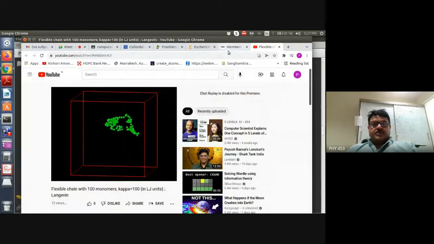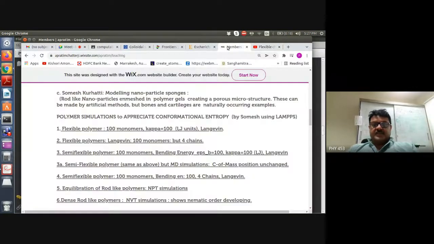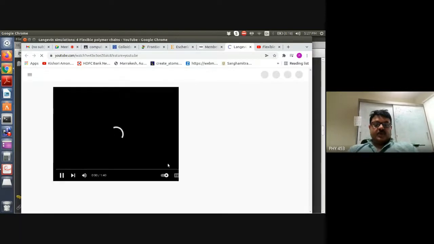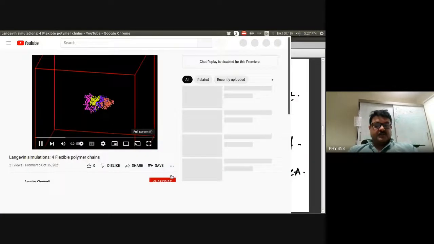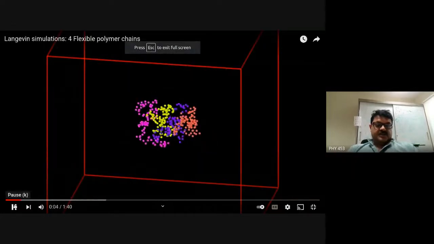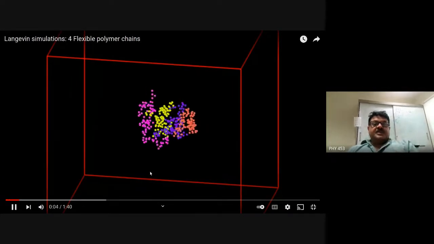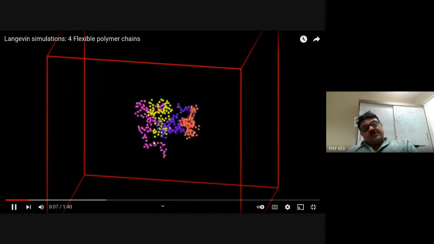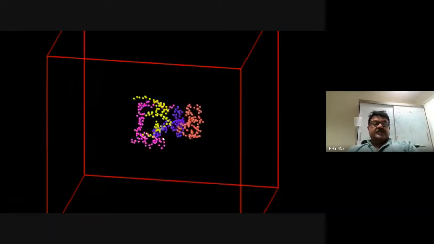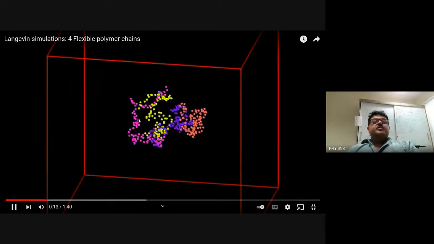Now you see that this is just changing conformations, but suppose I had 4 flexible polymer chains of 100 monomers each, and I put them in the middle of a box initially, or my student put them in the middle of a box. Now, this was right at the beginning, and you see that the polymers are not only changing all sorts of conformations, but as you will gradually see, they're also moving apart from each other.